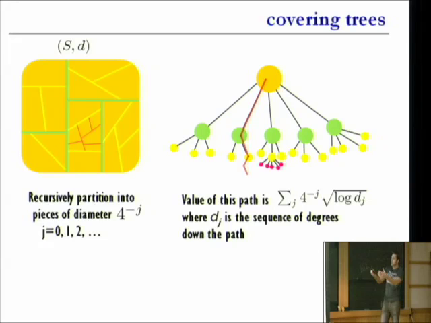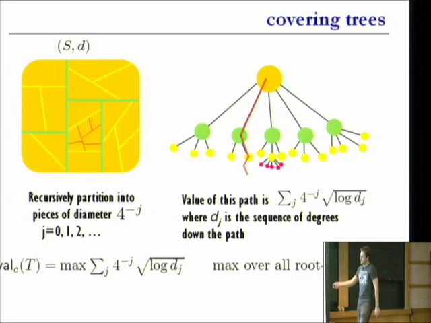Now apply a union bound over the whole tree. It's not completely trivial, but just suppose for the sake of it that you can apply a union bound over the whole tree. Then for this path, the difference between here and here is going to be at most, up to a constant, this sum of 4 to the minus j times the square root log d sub j. This is the bound on the projections at every level. And now, of course, we want an upper bound, so we should take the worst possible path. That's what this value sub c is. c stands for covering tree. The value of this covering tree is just the maximum of the value of a path over every possible root leaf path in the tree.